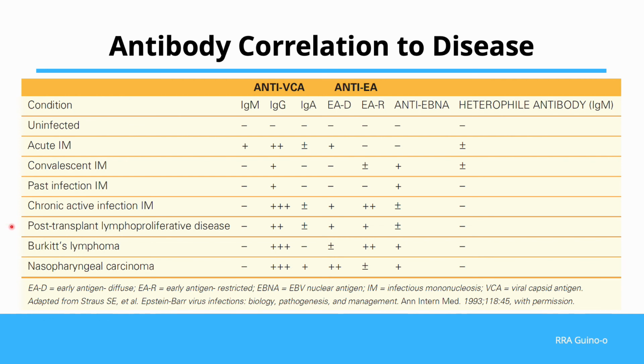Lastly, here you can see the different antibody correlation patterns of our different EBV-associated diseases, like your post-transplant lymphoproliferative disease, Burkitt's lymphoma, and nasopharyngeal carcinoma.